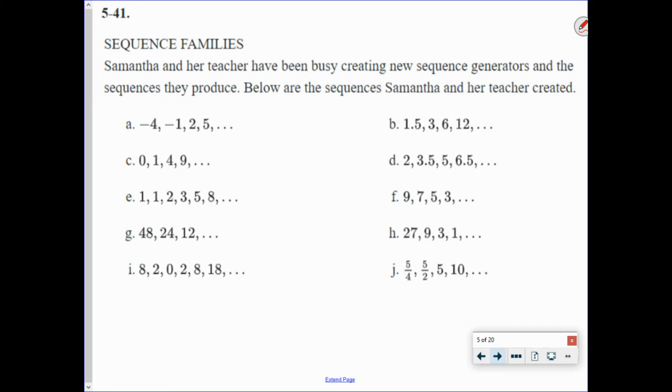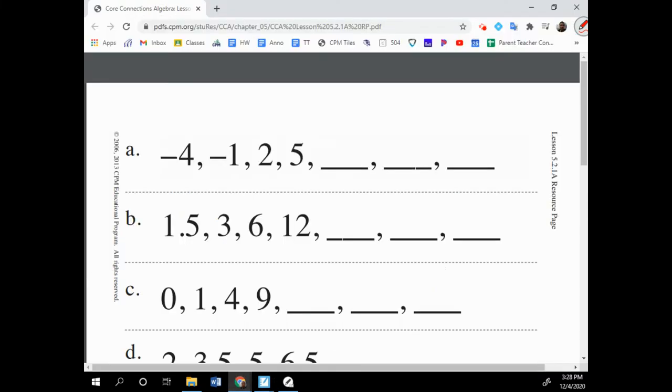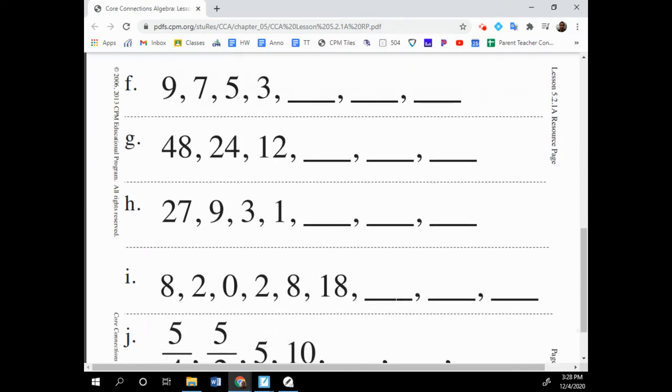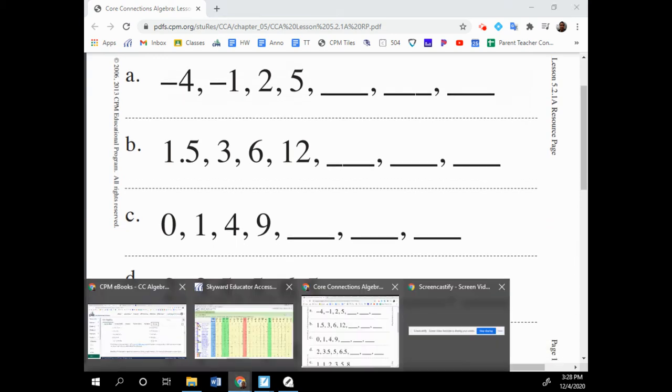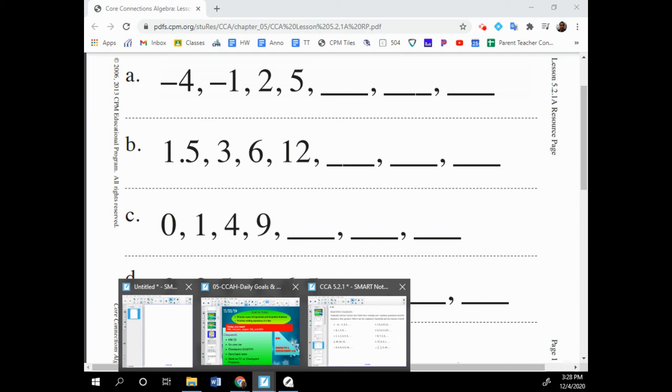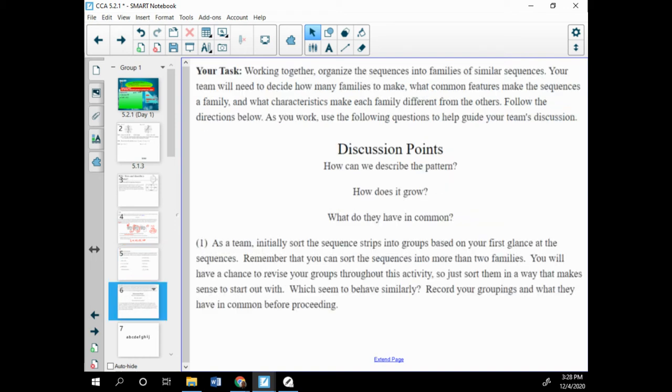Here we go. Sequence families. Samantha and her teacher have been busy creating new sequence generators and the sequences they produce. Below are the sequences Samantha and her teacher created. And again, these are the same sequences that are in your handout. You should have both of these pages. They are in the packet I gave you. If you were in class, I gave you this packet. If you were not in class, then you can print them out from this assignment. So there you go, all those sequences.